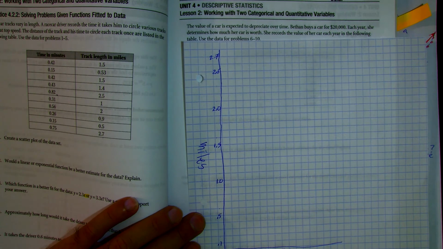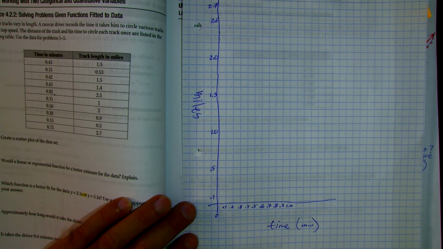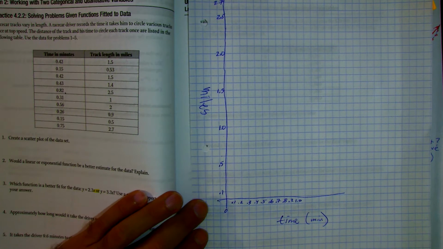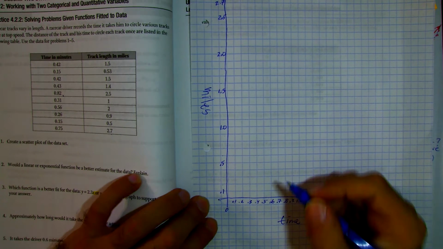You see? This is the hardest part. The hardest part is even setting it up to put these points in there. Okay? But we did it. We've set it up to do number 1 now. Create a scatter plot. So I'm going to go in here. I'm going to do it as quick as I can.